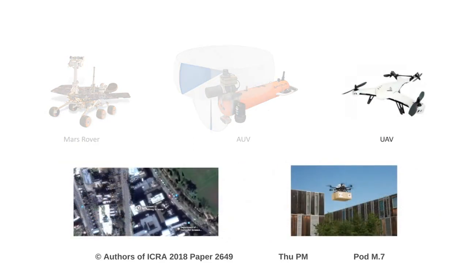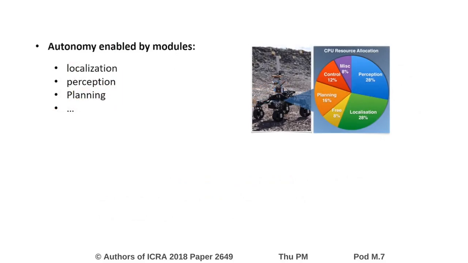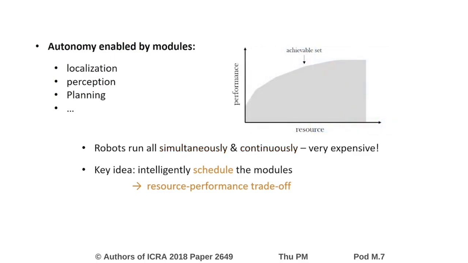But from the design point of view, the very same feature introduces a major challenge because only a limited amount of resources is available on board. Autonomy is enabled by several modules such as localization, perception, and planning. To achieve the best performance, today's robots run all these modules simultaneously and continuously, which is very expensive on the resources. Our key idea is to intelligently schedule these modules, which of course results in a trade-off between resource usage and the performance of the robot.